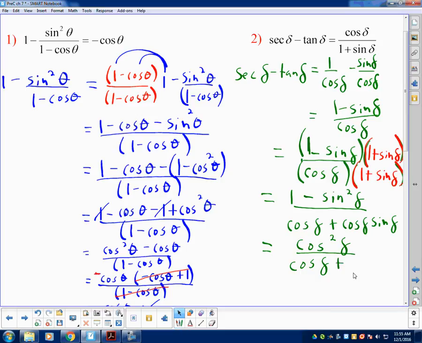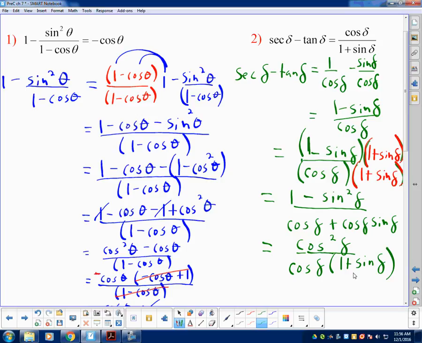Oh, one other thing I can do here. Let's do this next. What can I factor out of the bottom? What's a common factor in the bottom? So I should have just left it in the first place, right? So cosine delta and 1 plus sine delta.